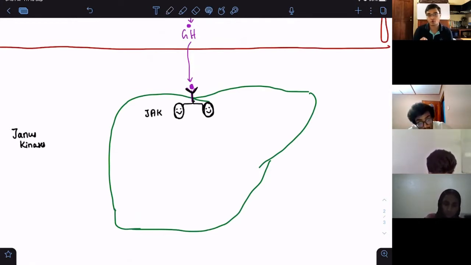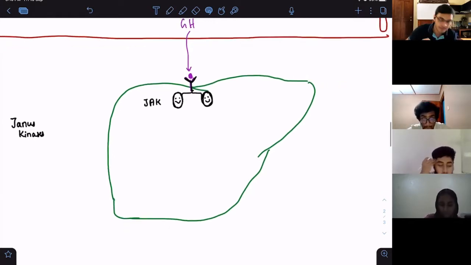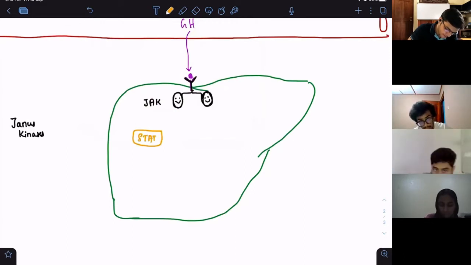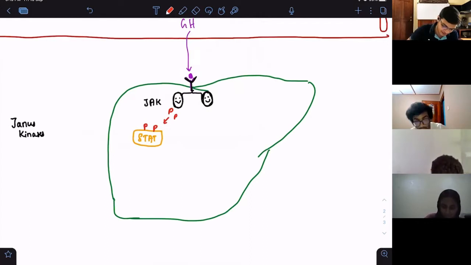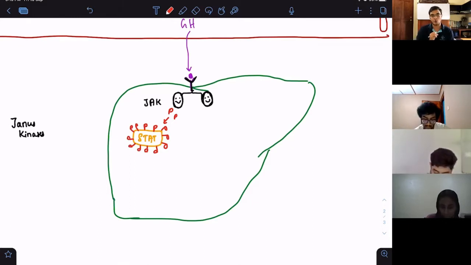What happens, guys? As soon as growth hormone binds to its receptor, the Janus kinase enzymes get activated and they start throwing phosphates at this other intracellular molecule called STAT. Not proteins, sorry, phosphates. So what is this process called, guys? Phosphorylation. This STAT molecule is going to get phosphorylated, because Janus kinase starts throwing phosphates at it.